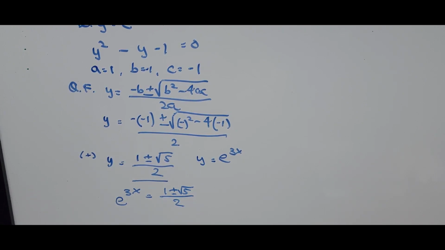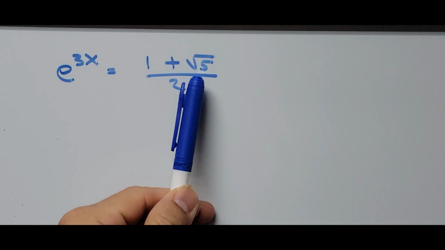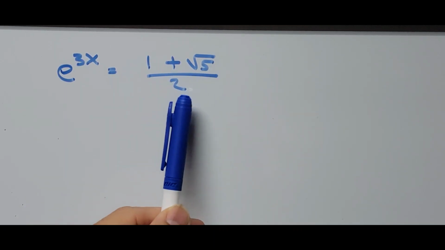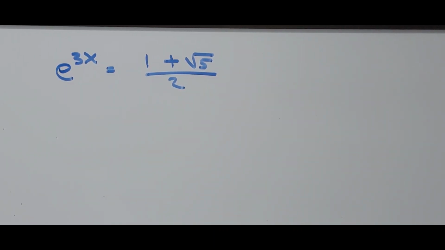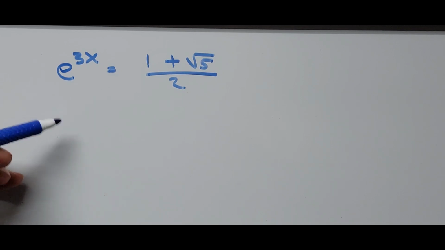Since we're just after the real solution of x, meaning the real value of x, we are discarding the negative root of 5. So we will be just after the positive root of 5. We have here now the equation e to the power of 3x is equal to 1 plus the square root of 5 divided by 2. So from here, solving for the value of x, we're using the natural logarithm. So we're taking the natural log of both sides.